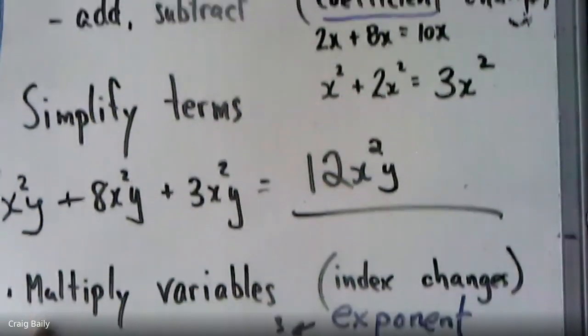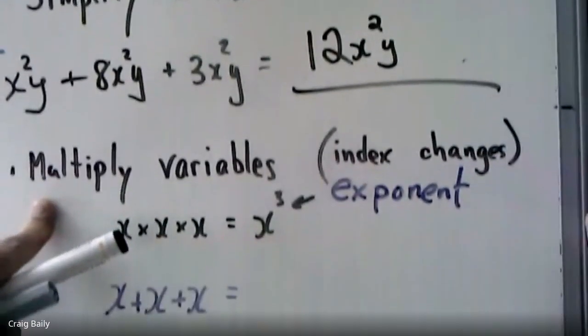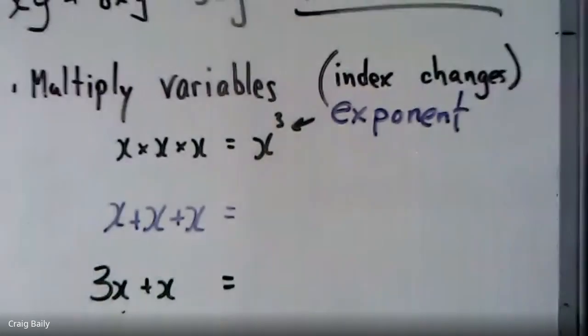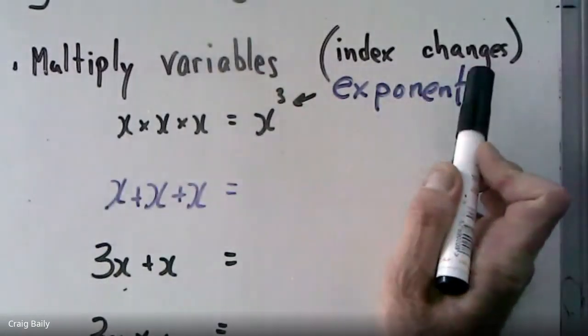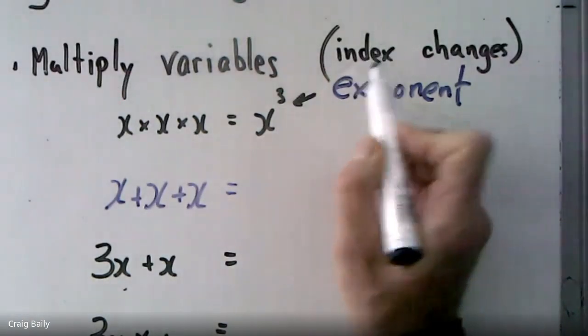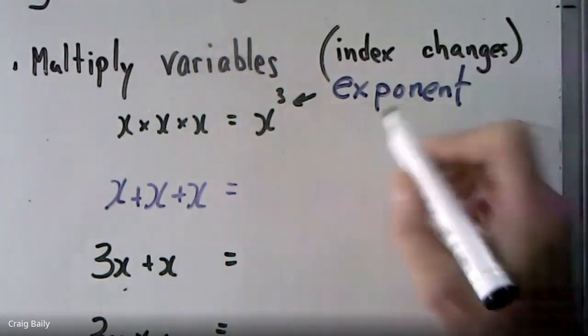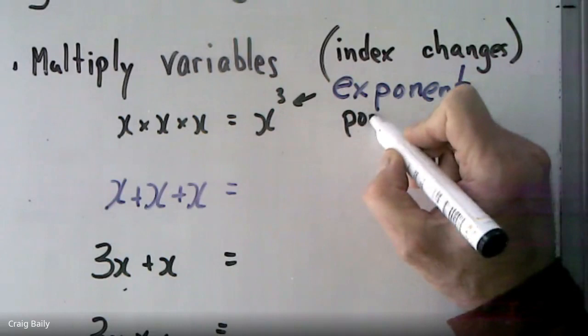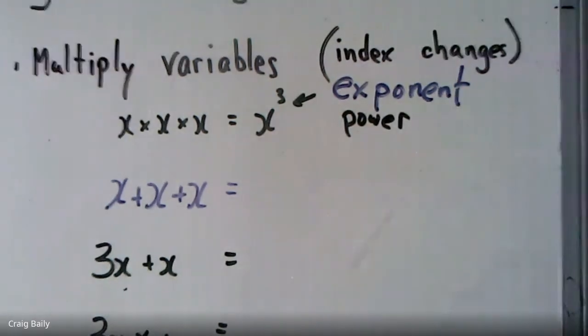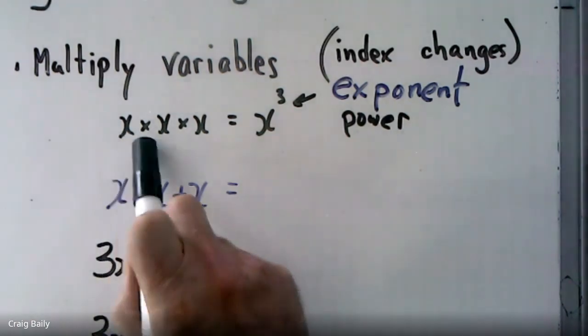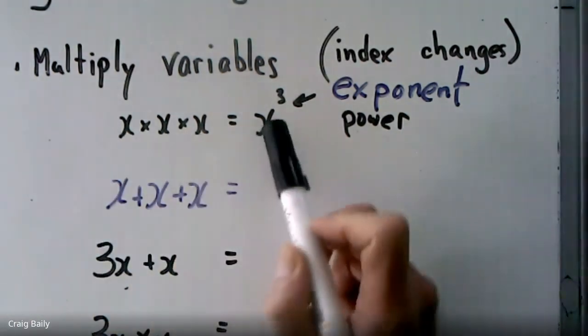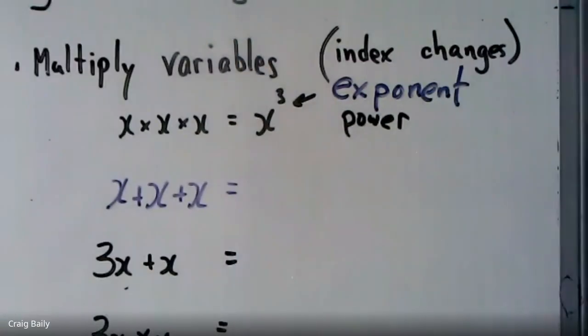Now, it's when you multiply variables that the power starts to change. Okay? So if you're multiplying variables, that's when the index changes. And that 3 is known as an index or an exponent or a power. All three words mean the same thing. You should be comfortable working with any of those words. So if I have x times x times x, that's x to the power 3.